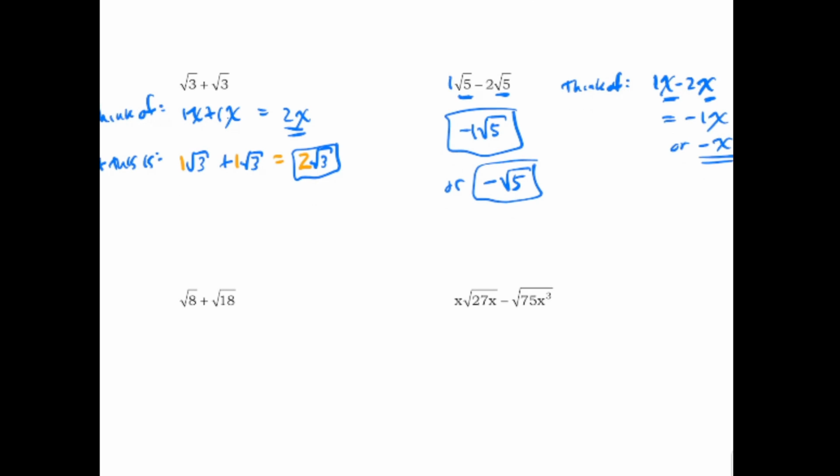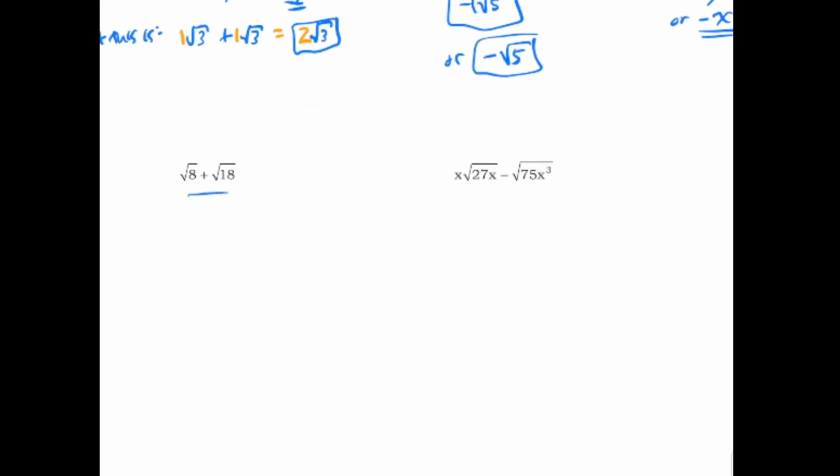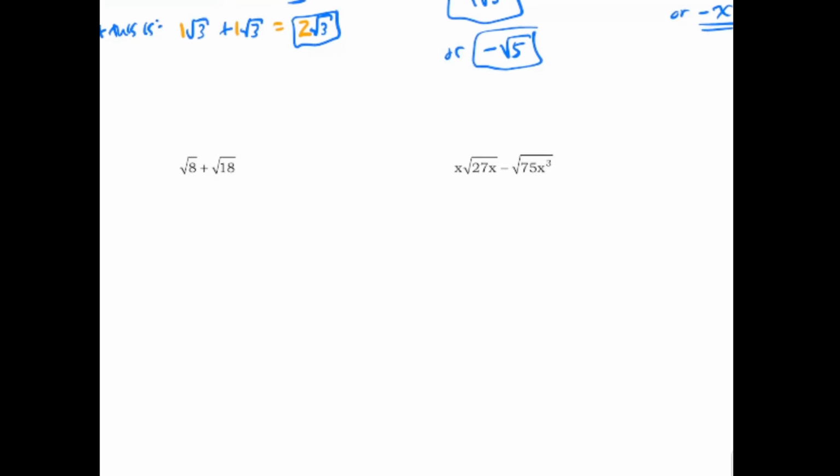So, like terms, all about the like terms. Come down here to this example. Root 8 plus root 18. Well, they're not like terms, or at least they don't look like terms. That's an 8, that's an 18. That's not going to work, right? That's a radical 8, that's a radical 18. But you have to go like this.